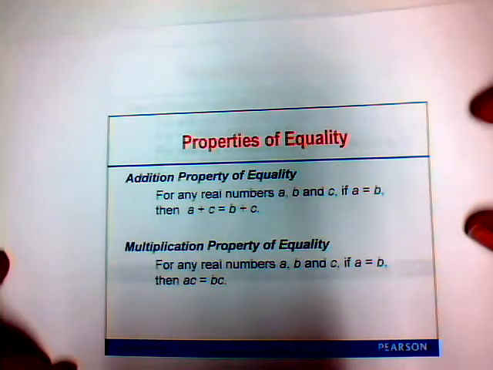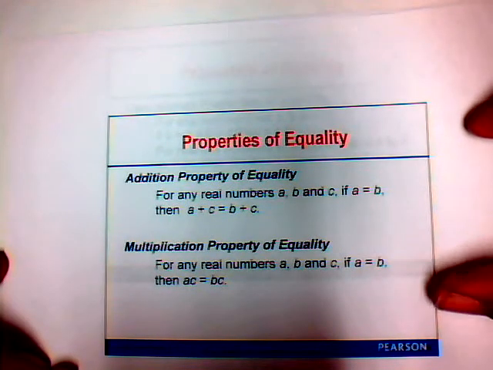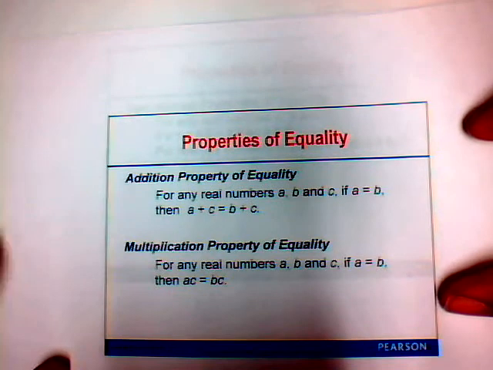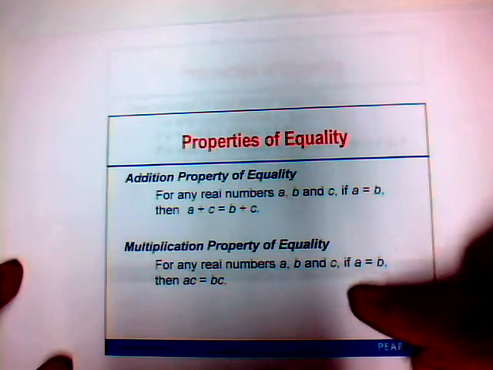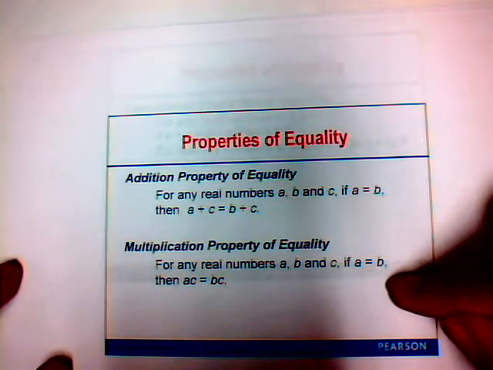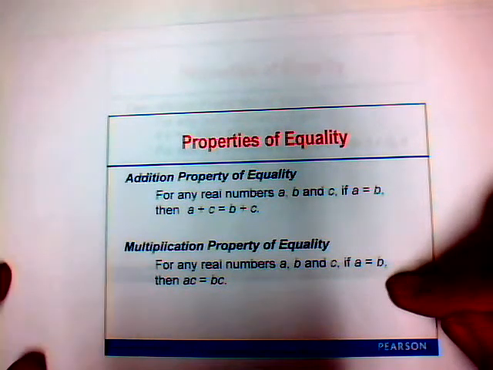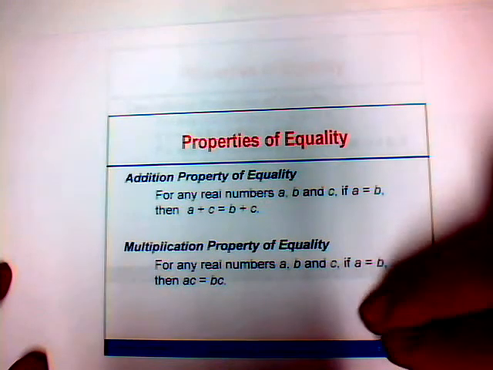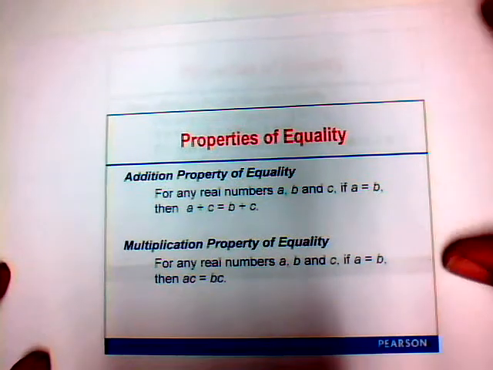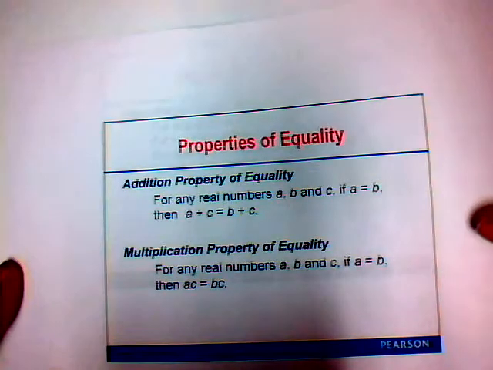Now for the multiplication property of equality, here if a is equal to b, then a times c is equal to b times c. In other words, if both sides of the equation are equal, then I can multiply the same non-zero number on both sides of the equation and come up with a true statement or true equality.